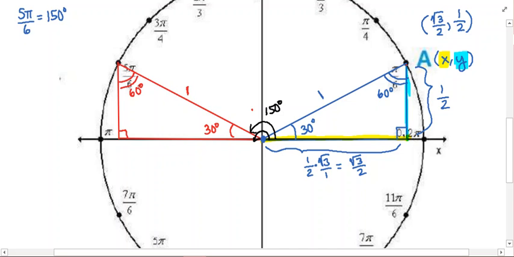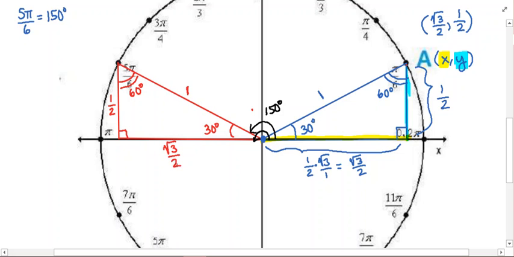So you can do the same kind of thing at 5 pi over 6. You get the same kind of 30, 60, 90-degree triangle. The hypotenuse is still 1. So when you look at the lengths of the other two sides, they're going to work the same way. The length of the side of the triangle across from the 30-degree angle is going to be 1/2. The length across from the 60-degree angle is going to be the square root of 3 over 2.